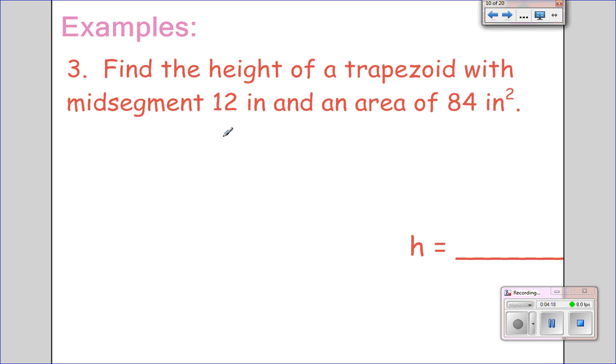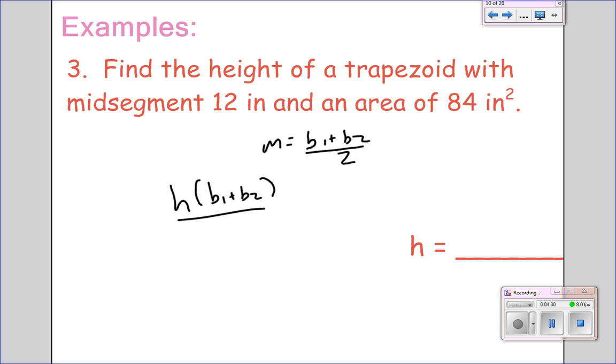All right, we'll do this one quickly. The height of the trapezoid is what we're looking for. The mid-segment equals 12. So remember, mid-segment equals base 1 plus base 2 over 2. So the formula for the area includes that, if you remember. So area is 84. We don't know the height, but we do know the mid-segment is 12. So we divide both sides by 12. So the height equals 7 inches.